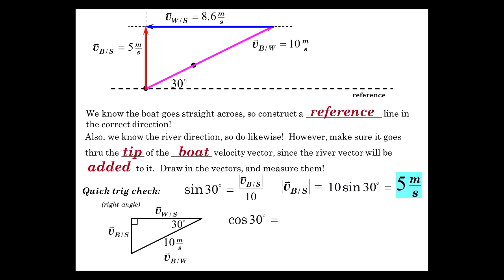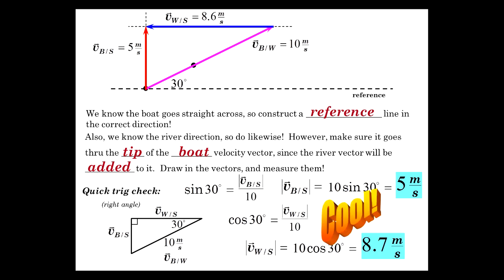Yes! And then as far as the water vector goes, the velocity of the water with respect to the shore, we know that'll emerge from the cosine, which is VWS over 10. So VWS is 10 cosine of 30, or 8.7 meters per second. And there it is, an example of relative motion of a boat in the water. And I'm hoping that these vectors are not seeming so mysterious anymore.